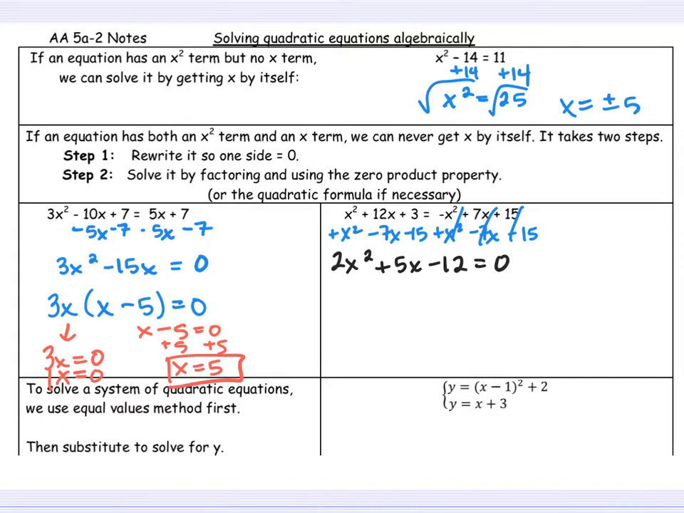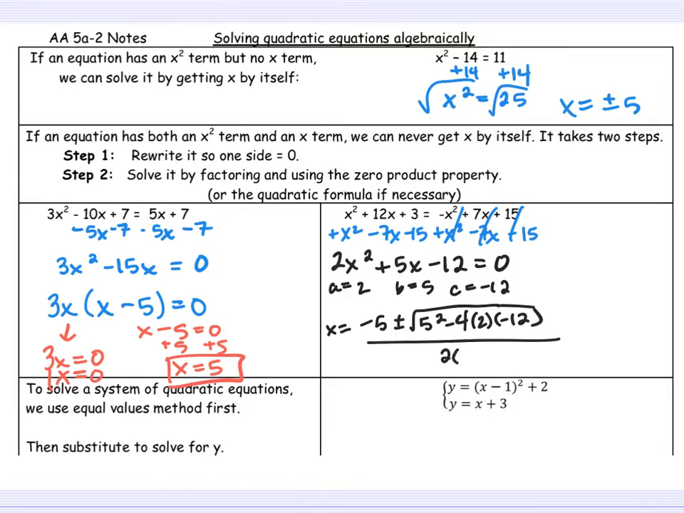So I'm going to go ahead and put that in the quadratic formula with an a of 2, b of 5, c of negative 12. So x equals negative 5 plus or minus square root 5 squared minus 4 times 2 times negative 12, all divided by 2 times 2. I'm going to pause it and put the rest of the work on here and then jump back in a moment.